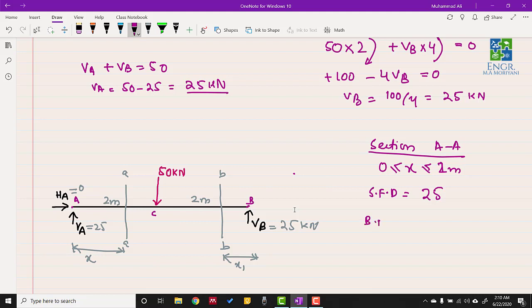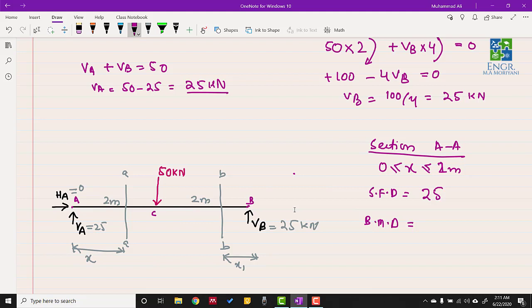While for the bending moment diagram, the equation will be basically the moment generated by all the forces to the left or to the right. But because we have selected the left portion of the beam, we will find the moment generated by this particular force at section AA.